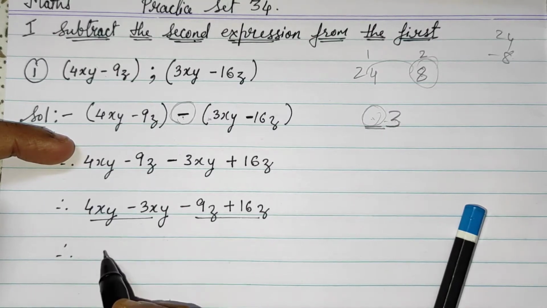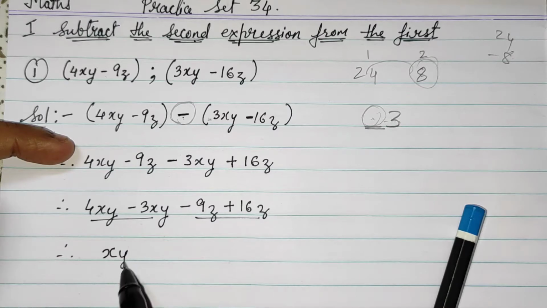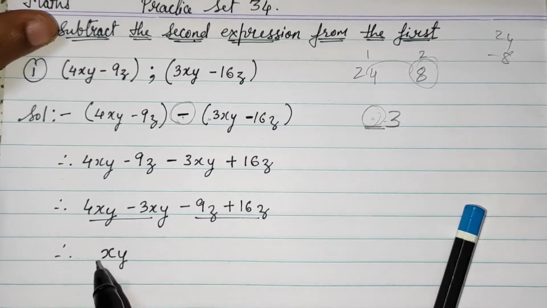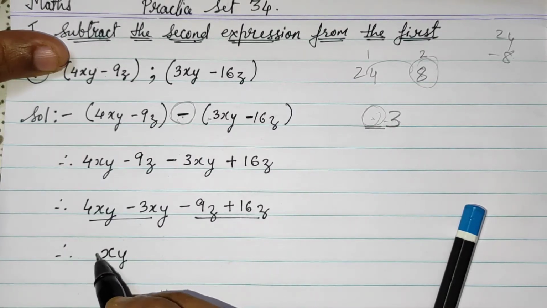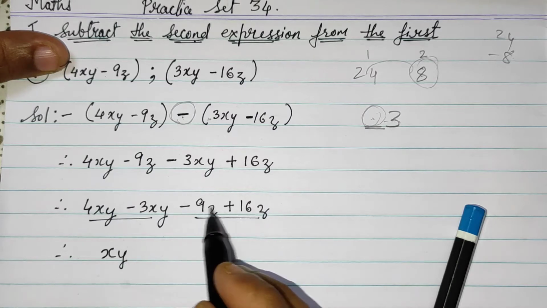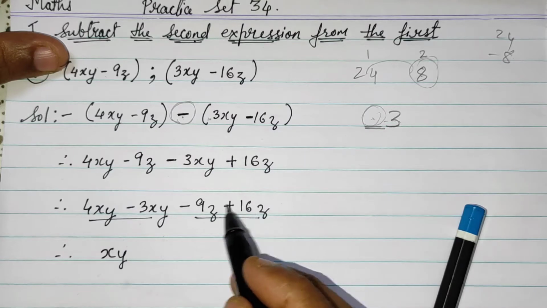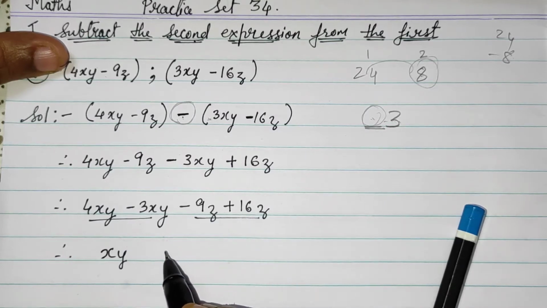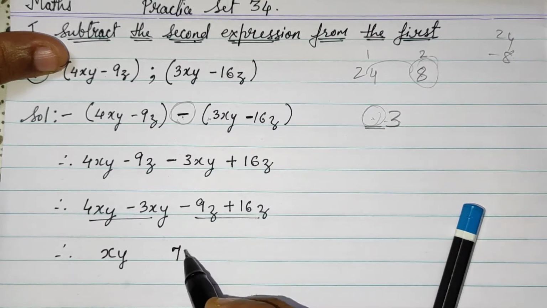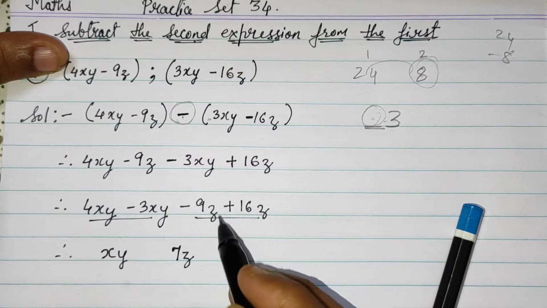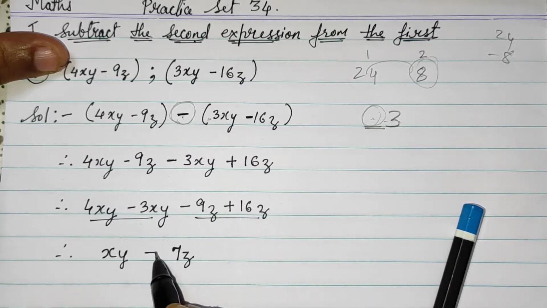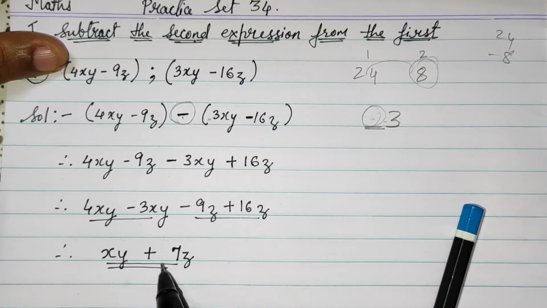So 4 minus 3, 1. We do not write 1 in algebra, so simply xy, and then minus into plus minus. So 16 minus 9, 7z. The greater number is 16, it has a positive sign. So this is your answer.